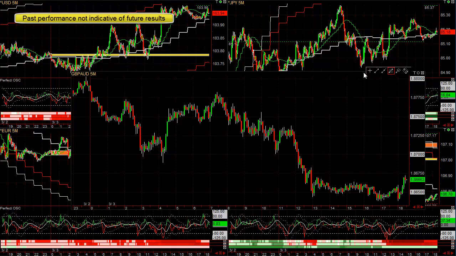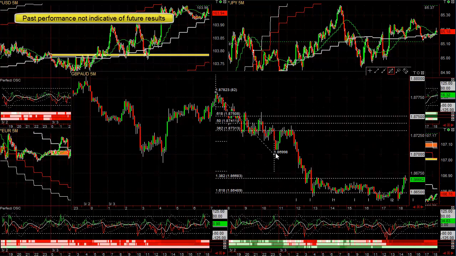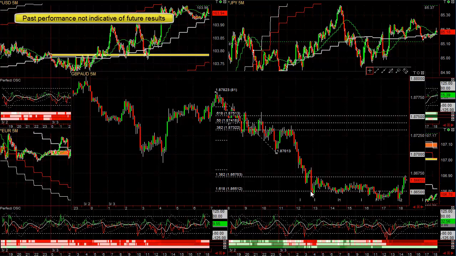So here's the first, here's the low, and guess where it bounces off of? It finds support at the 1.618, which a very high percentage of the time it does. It rarely goes to the 2.0 level. The 1.618 is a great place to exit all of your trades.